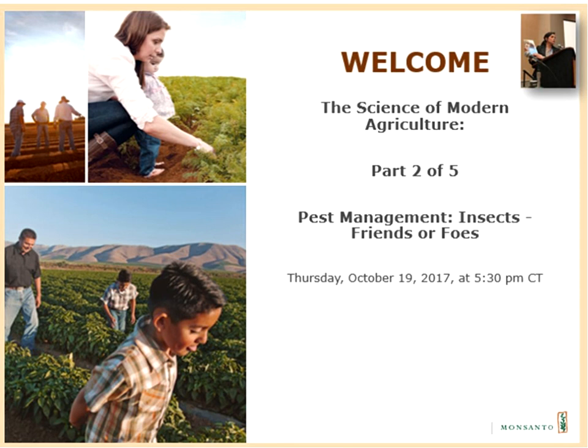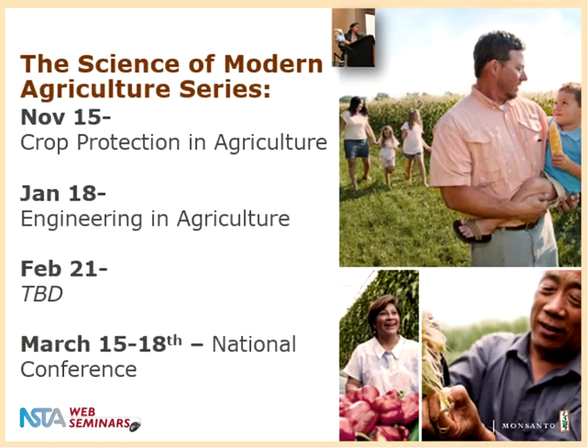Hello, everyone. Thank you so much for tuning in this evening. This is the second part of a five-part series where we talk about the science of modern agriculture. In our first session, we talked about the science of GMOs. In this session, we'll be talking all about insects and entomology. In the next section, we'll be talking all about crop protection and the chemistries used in agriculture.